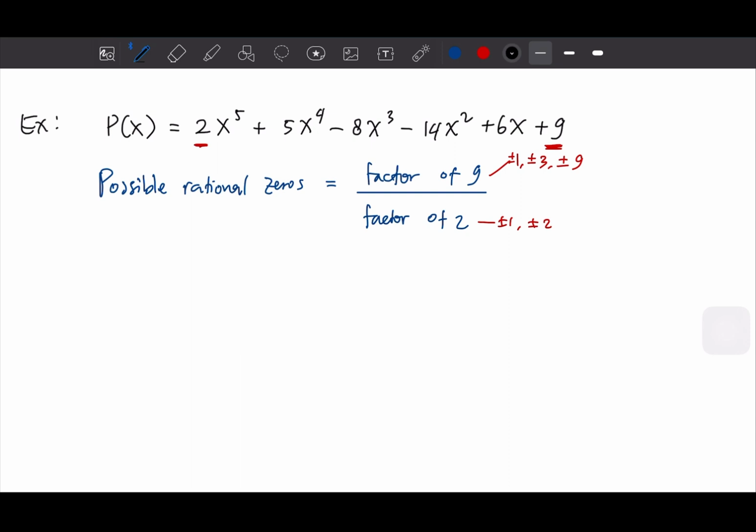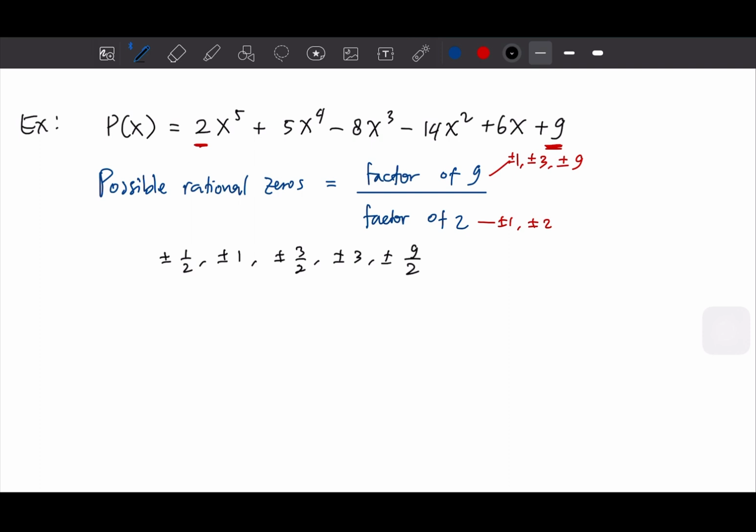So we could have plus minus 1/2, plus minus 1, plus minus 3/2, plus minus 3, and plus minus 9/2. I've arranged this from the lowest to the highest number. Okay, so these are the rational zeros. We check some numbers. Let's try some positive numbers first.